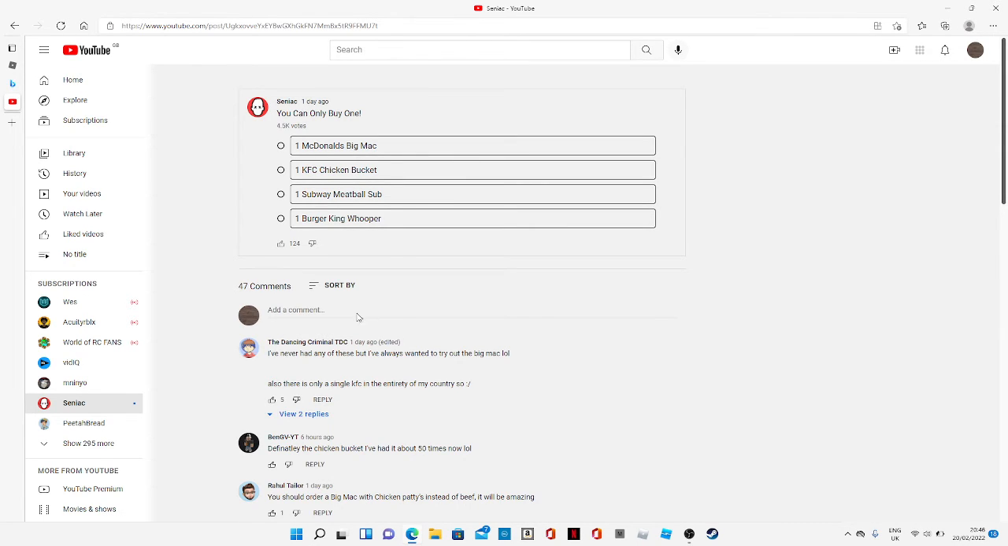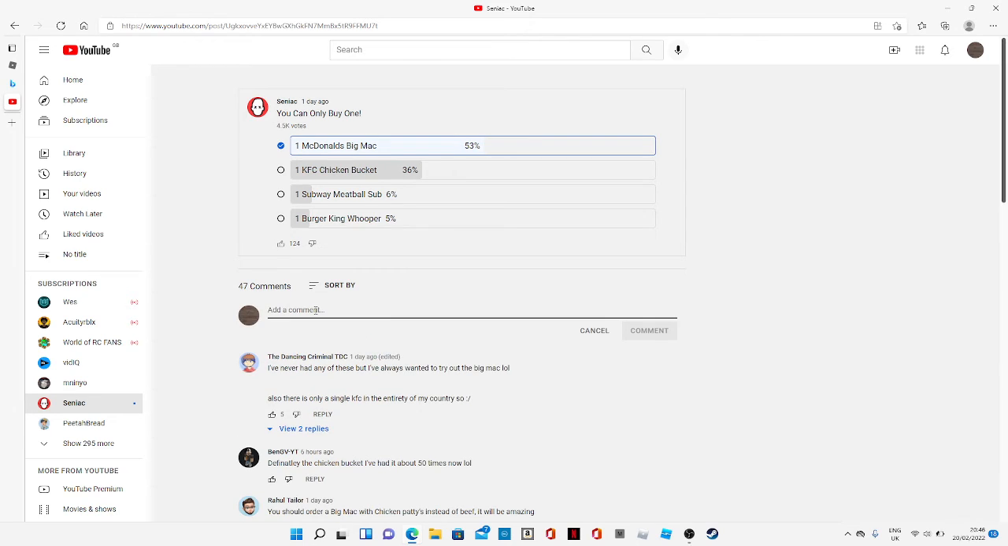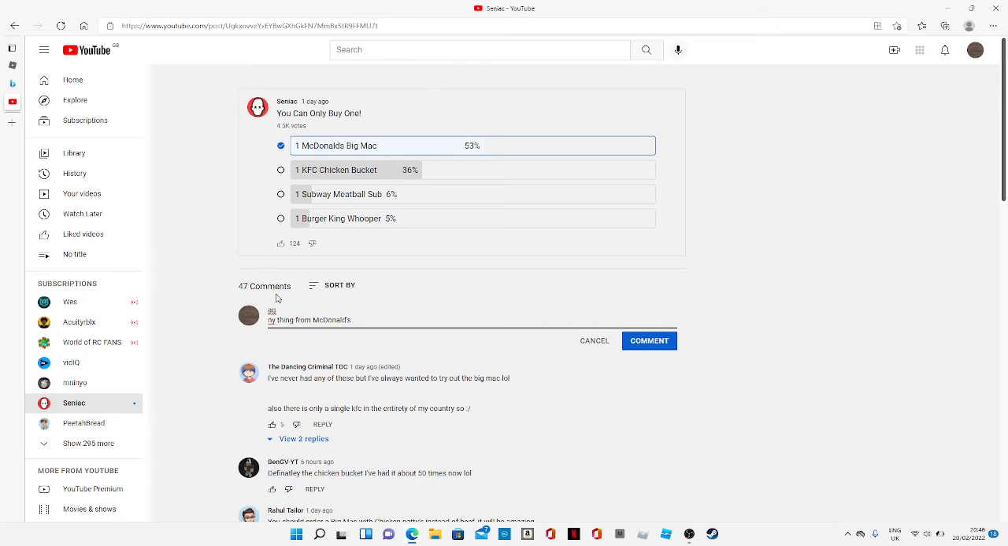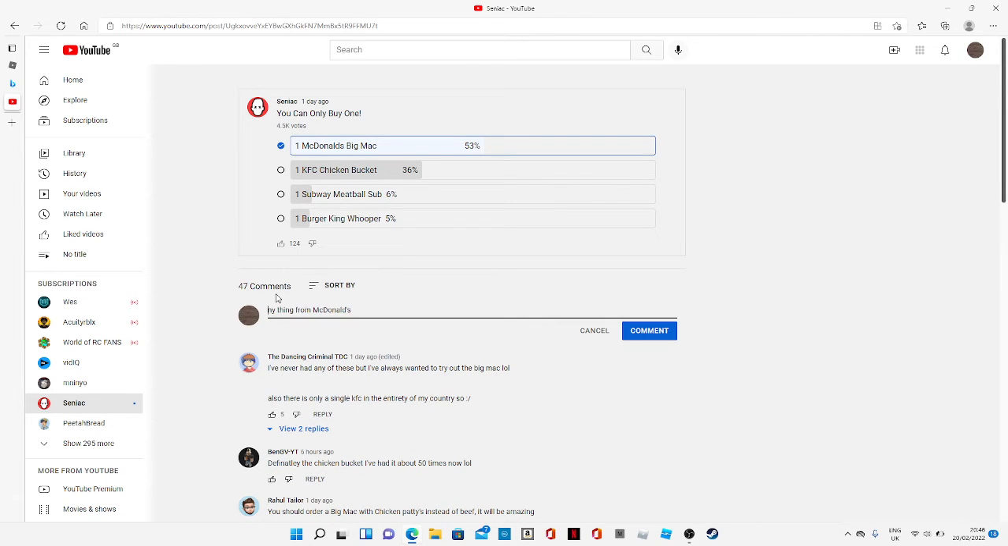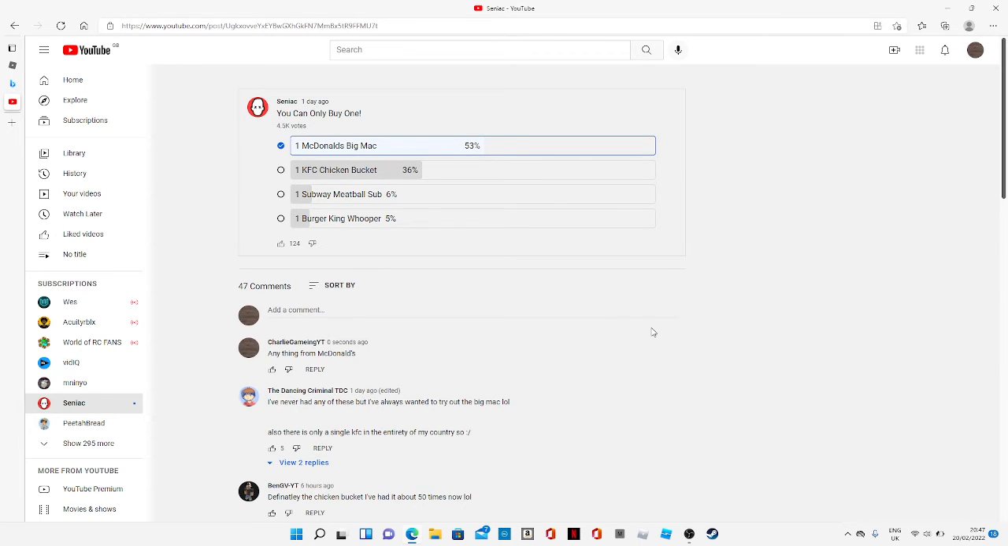McDonald's, Big Mac. Sure? Anything from Mick. I don't even think that's how you spell Mick. Yeah, fix that. I always spell it like that. Anything from the McDonald's, and of course I spelled it wrong. That is not right. I don't think that's right either. Is that right? It's not moaning at me anymore. Thank you. Anything from McDonald's.